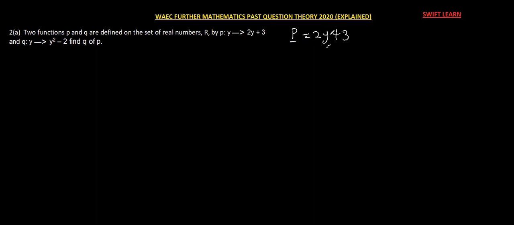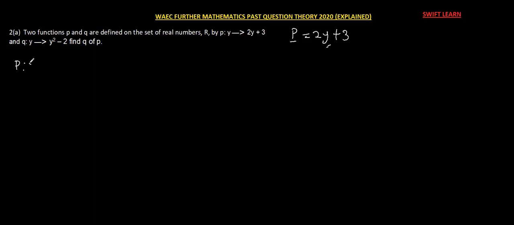Why is that? Because if y increases, for example, let's say y is 2, p will go up. If y is, let's say, 1, p is going to go down. So that's why we call this dependent, and this independent. The question says find q of p. It means make q an independent function of p. So let's just get started with the question.